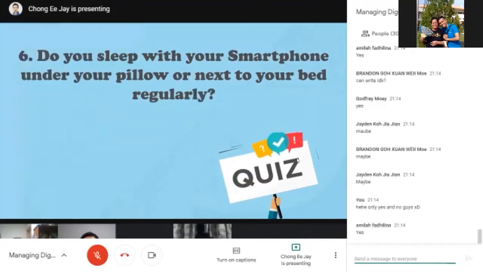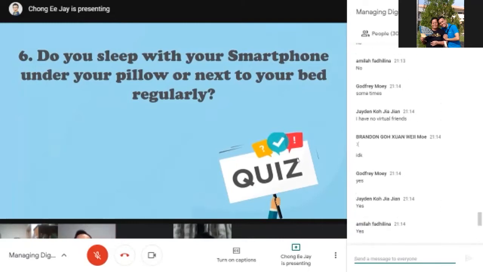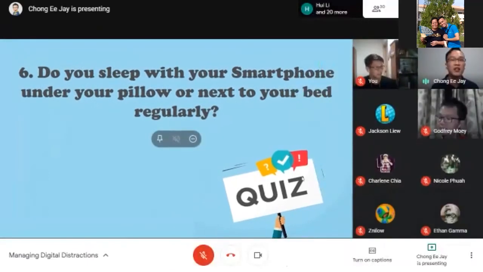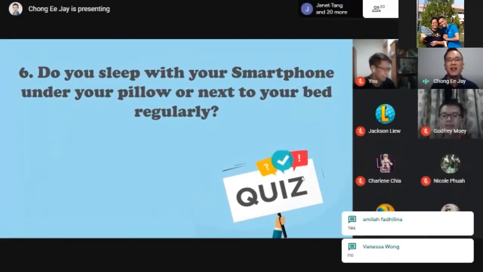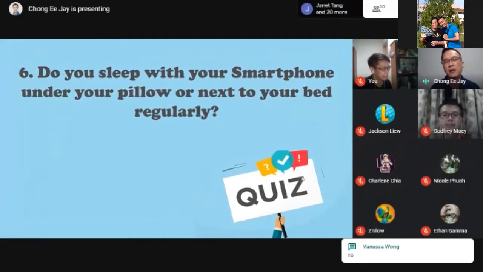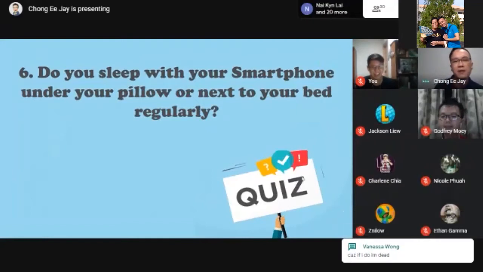Question number 6. We're at the midpoint mark. All right, stay with me. I think some of you really do. I need to confess, I also do this. Do you sleep with your smartphone under your pillow or next to your bed regularly? How do you define regularly? I leave it to you. Yeah, I have my phone next to my bed. Honestly, I confess, because it's also my alarm clock. Or you sleep with the phone under your pillow.